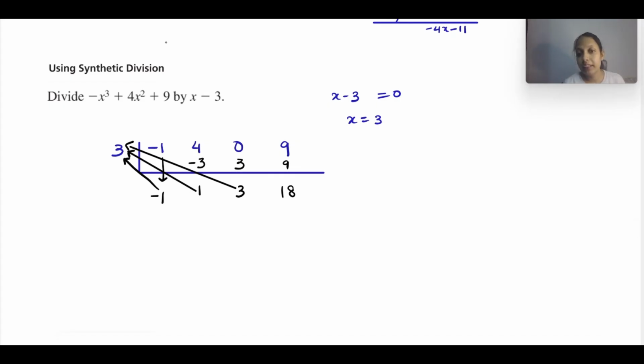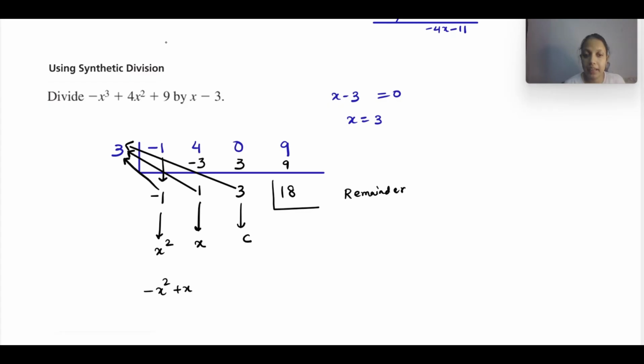Every time when you get this last term, this is the remainder. And this is the quotient. How to write the quotient? This is the constant term, this is the term containing x, and this is the term with x^2. So you will say negative x^2 plus x plus 3. 3 times constant, 1 time x, negative 1 time x^2. This is the quotient. And the remainder is 18. 18 is the remainder.